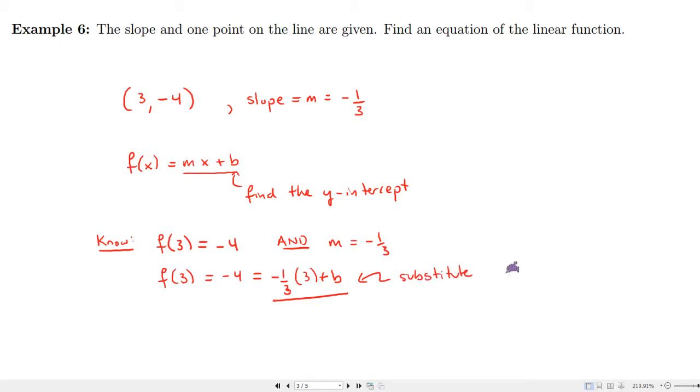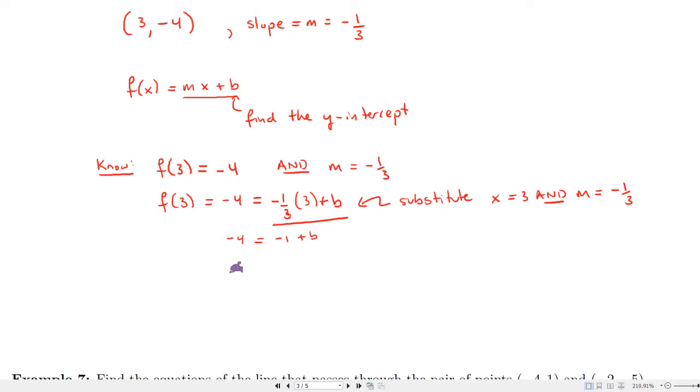So we substitute x equals 3 and m equal to negative 1/3 into the linear function. The only thing that's unknown now is b. We can determine b. So we have negative 4 is equal to 3 over 3 is 1, so this is negative 1 plus b. Then we bring this over, so add 1 to both sides, and we'll have negative 3 is equal to b. Now we're done because we know b is negative 3 and m is negative 1/3. So f of x is equal to mx plus b, which is negative 1/3 x minus 3.